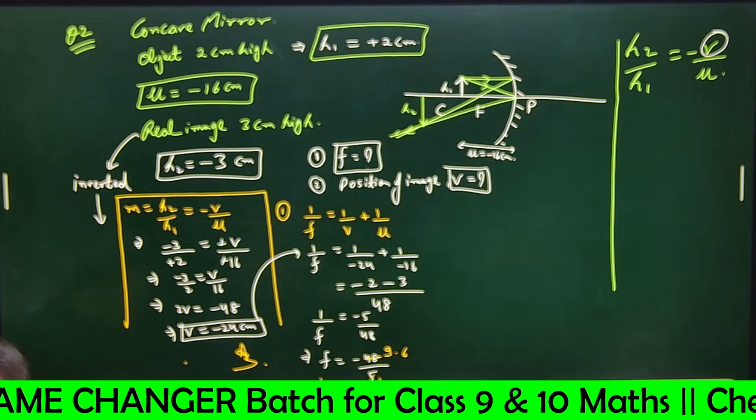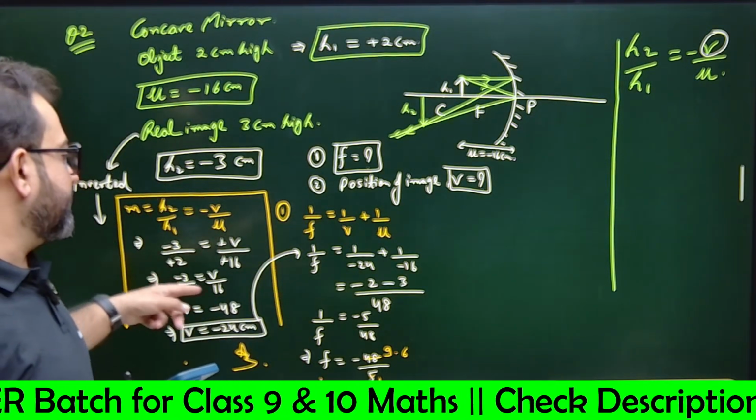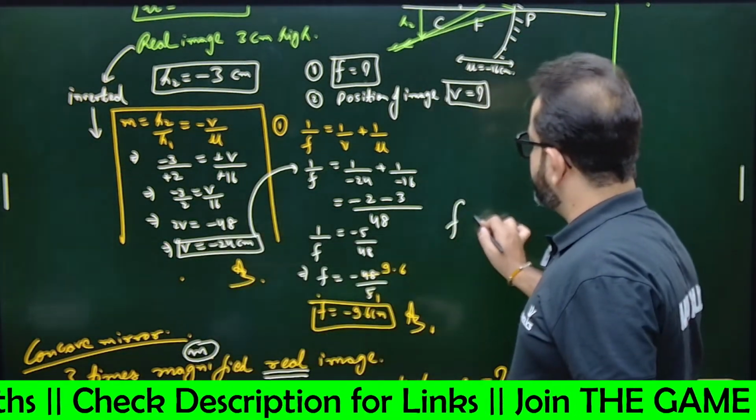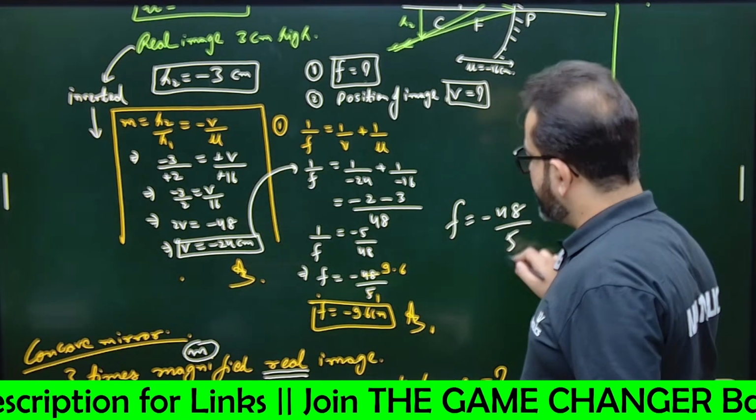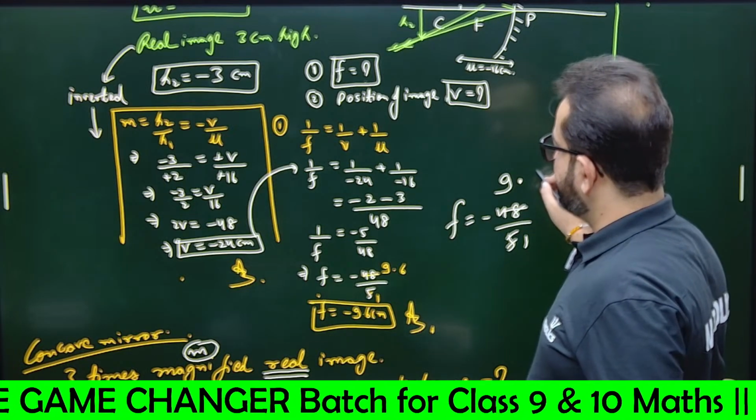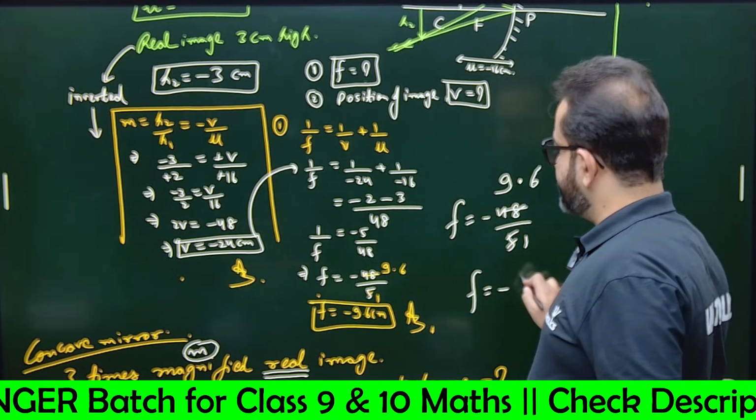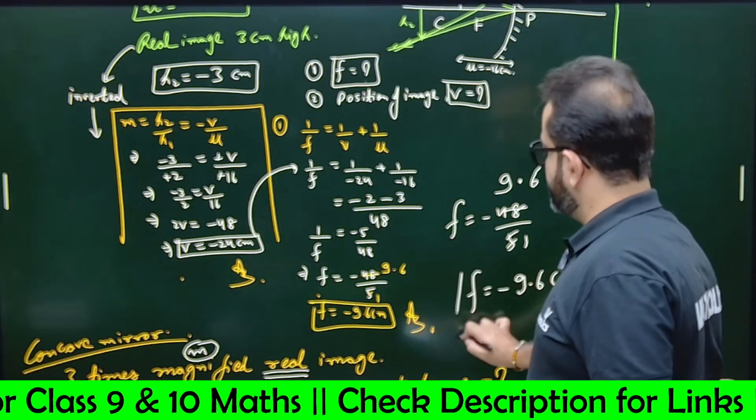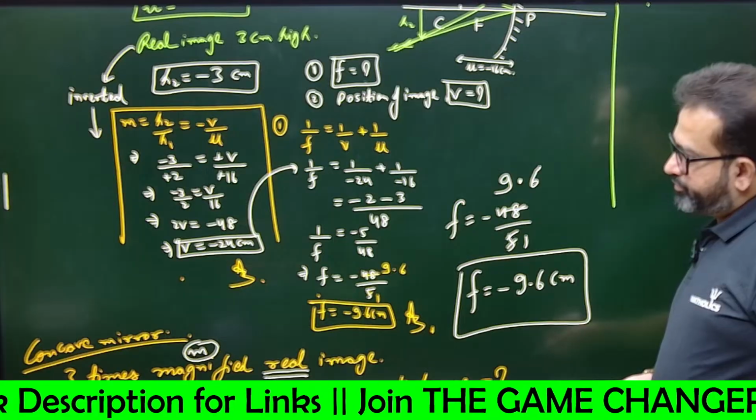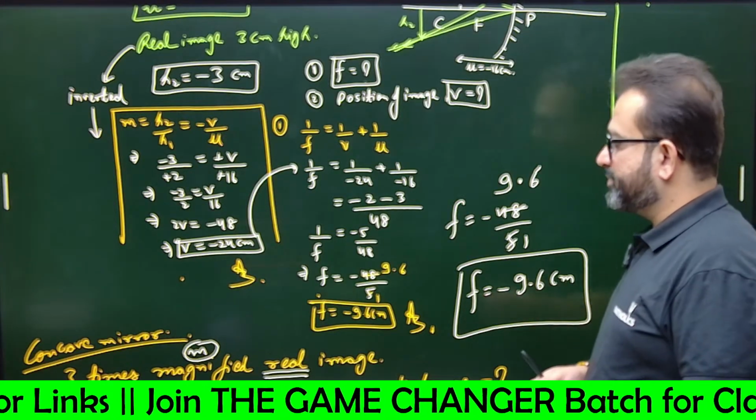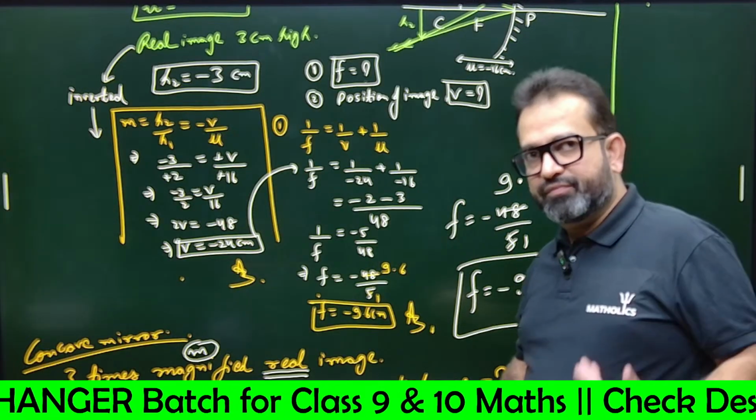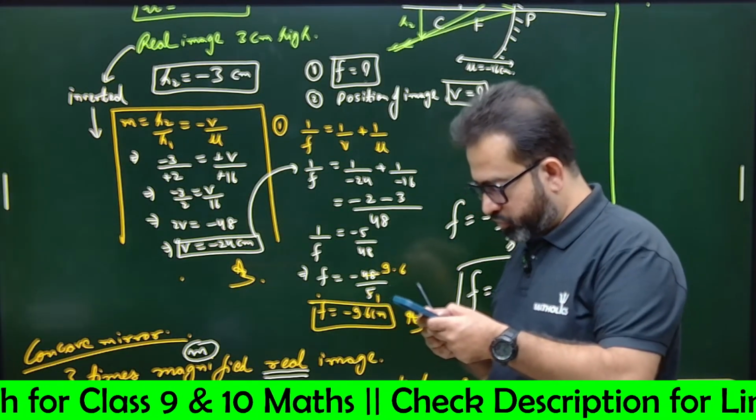Done. So V is minus 24 and F equals to minus 48 by 5 it will come. F is actually equal to minus 48 by 5. When you cut this, 5 9s are 45. It will be a point, remaining is 3, 30, 5 6s are 30. So F is equal to minus 9.6 centimeter. Yes or no? So when F is minus 9.6, it means what? What does this mean? If focal length is minus 9.6, that means focal length is negative. And negative means obviously it is a concave mirror. Yes or no? I was able to find it.